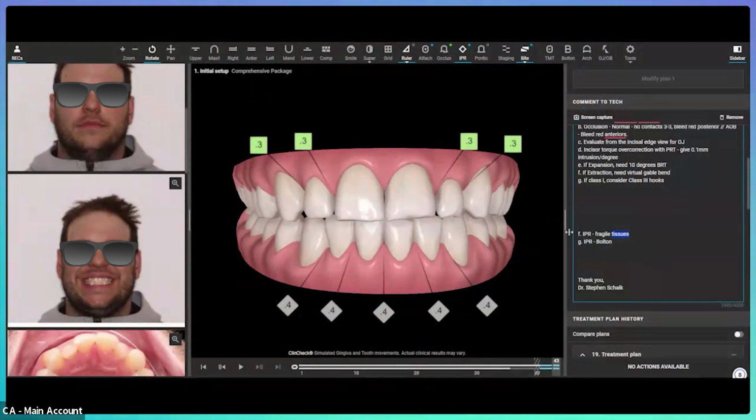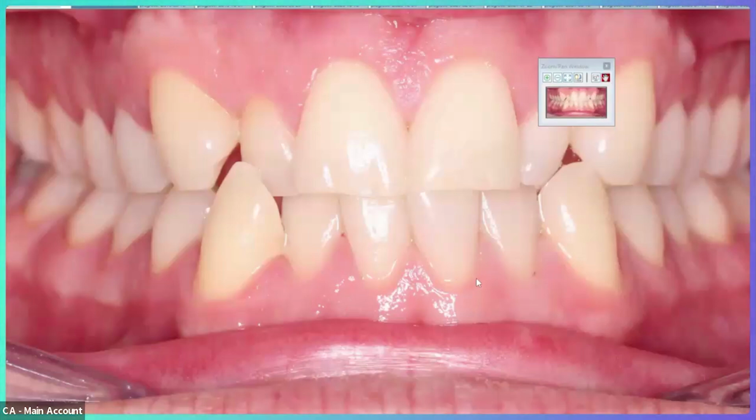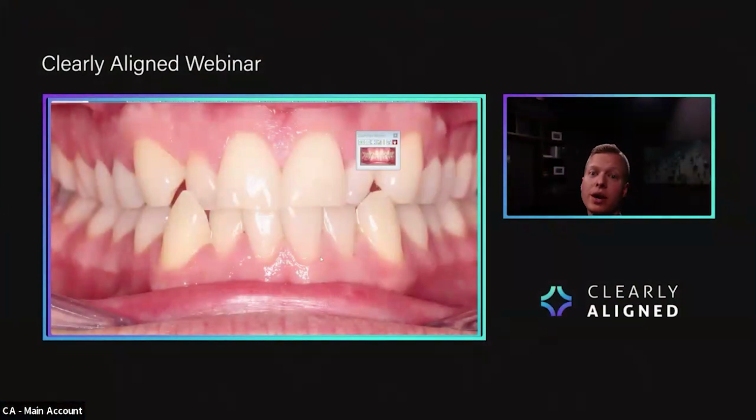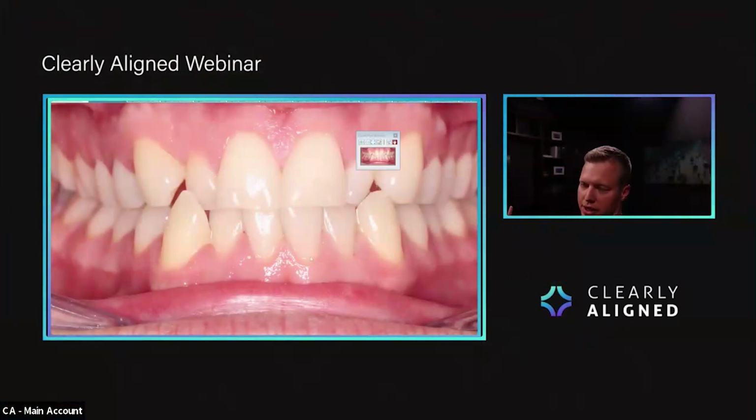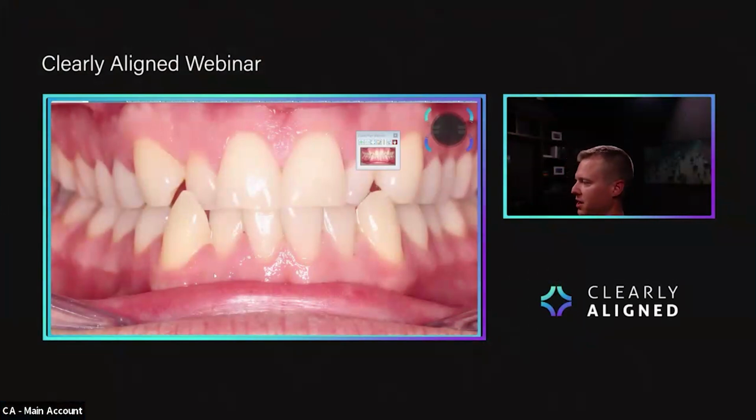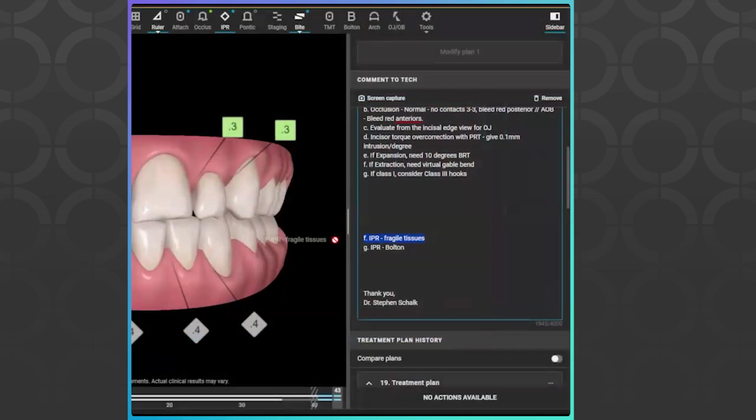Okay, the next one is, do we need to do IPR? And do we need to do IPR because of fragile tissues? So let's go back to his photos and just look at the tissues. Does this look like good, healthy gingiva? Yes. Is it a good, thick biotype? Yeah, it is. So am I comfortable knowing that if we do some expansion, he'll be fine, that he's not at a high risk of recession? Totally. This isn't going to be a problem at all. So I do not need to do IPR for fragile tissues. Do I need to do IPR for Bolton?